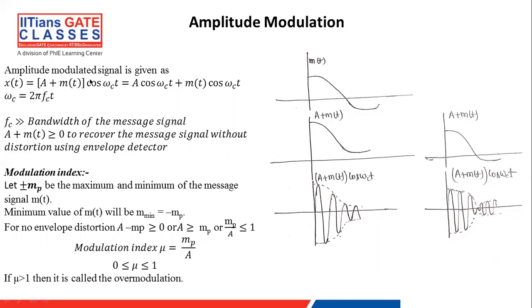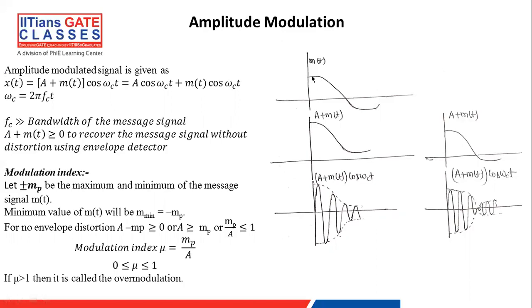Okay, so this is the general expression of amplitude modulation, or you can write it like this: A cos omega_c t plus m(t) cos omega_c t. And here this omega_c or f_c is generally very high, and it is much more than the bandwidth of the message signal. Okay, now let's come to the signal x(t) and see how it looks.